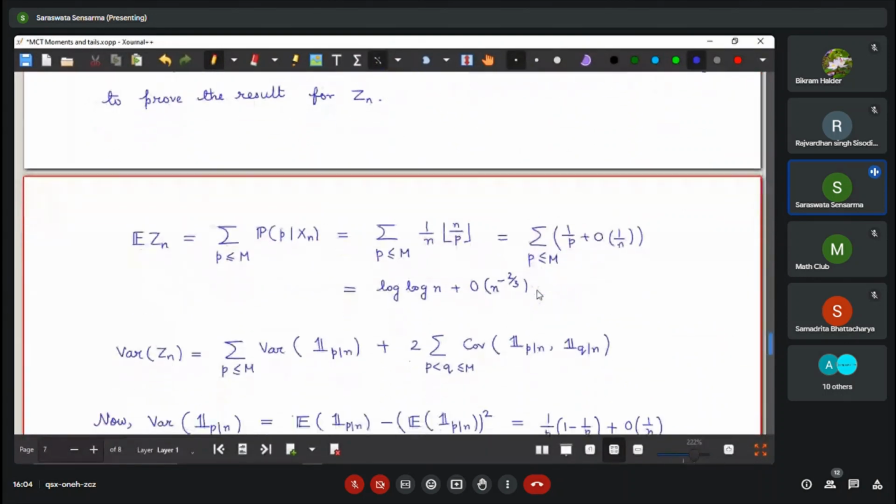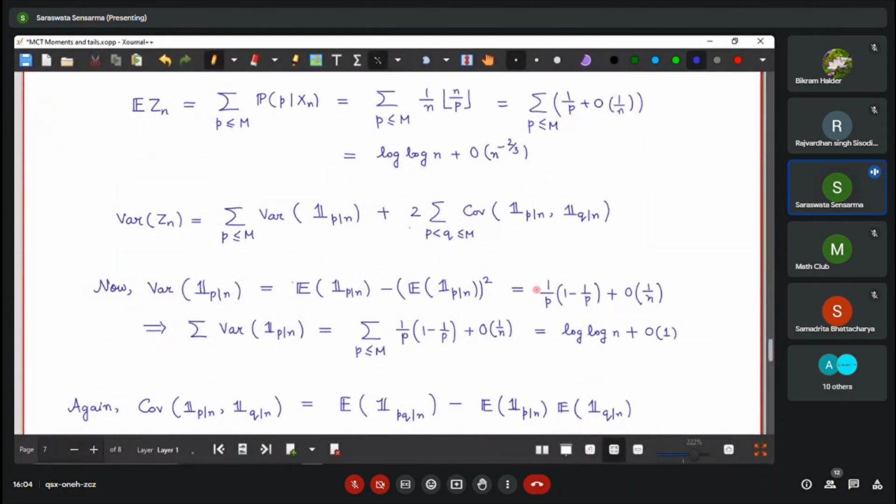But what exactly is the variance? The variance of Zn splits up into two parts: the variance part and the covariance part. Right? The summation of the variances is quite easy to do.